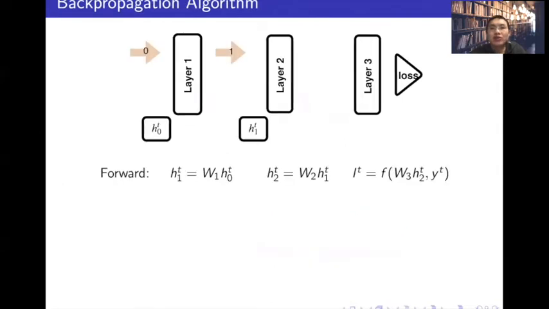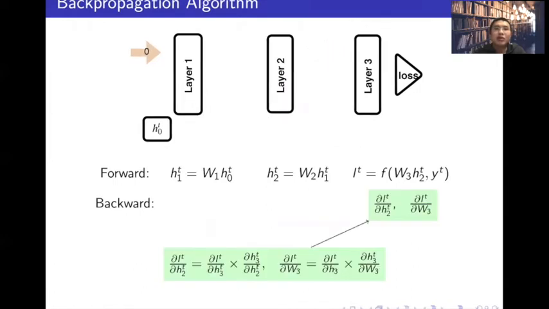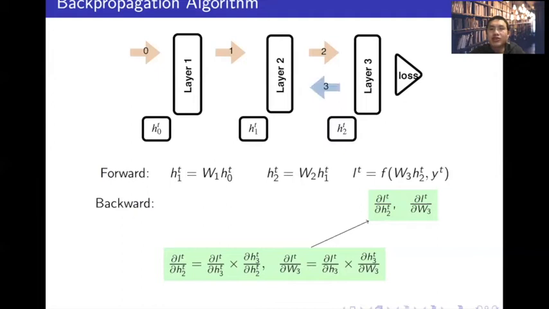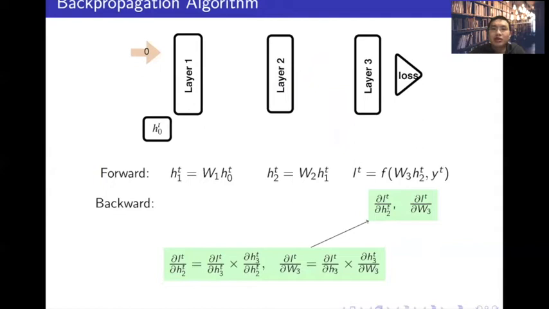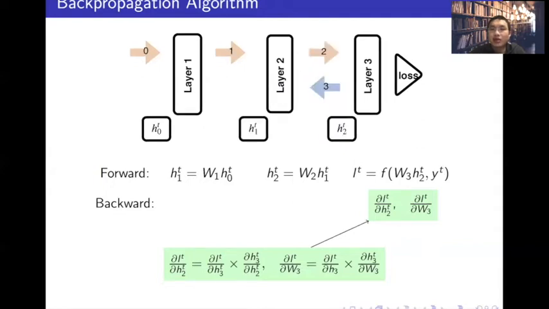To compute gradients for deep neural networks, we use the backpropagation algorithm, or BP algorithm. The BP algorithm has two passes: the forward pass and the backward pass. In the forward pass, the input H0t is forwarded from layer 1 to layer 3, and we have the loss function after the forward pass. In the backward pass, different layers will compute gradients regarding their input and model weights.